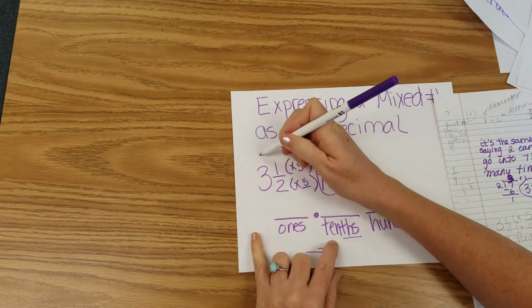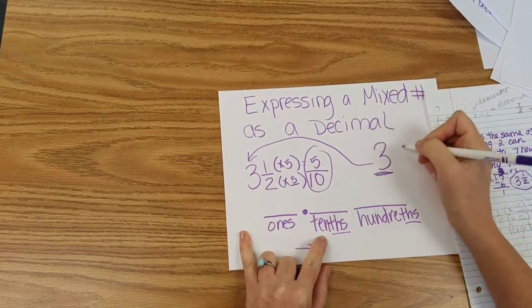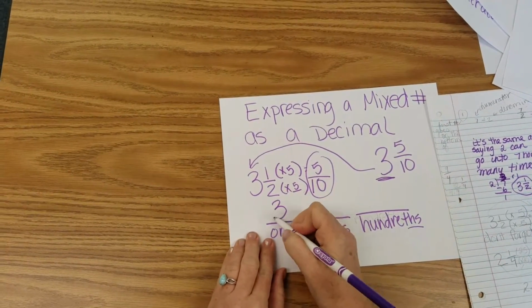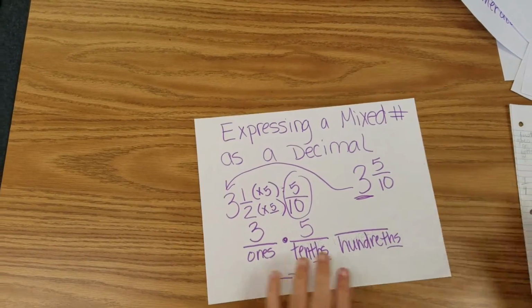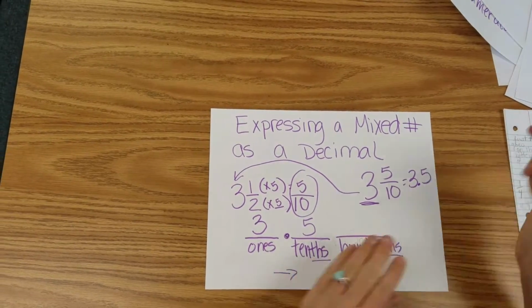Oops, don't forget this guy. He's the whole. He's my ones place. I have 3 and 5 tenths. So I write it as 3 and 5 tenths. So my decimal is 3.5. Let's try that again.